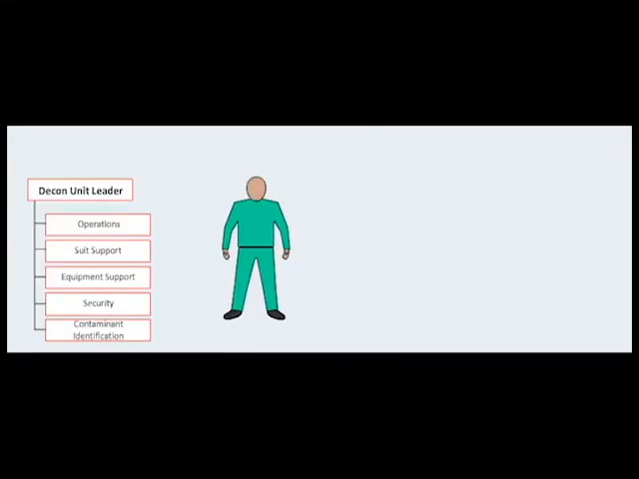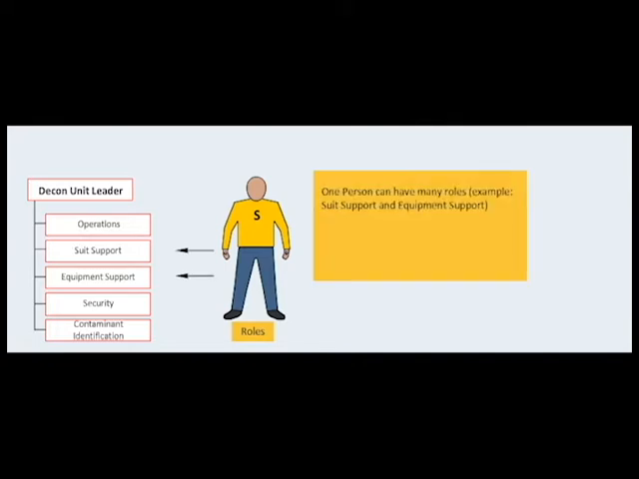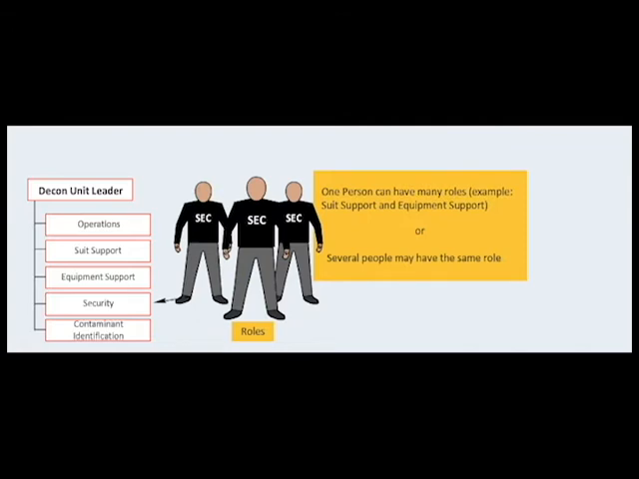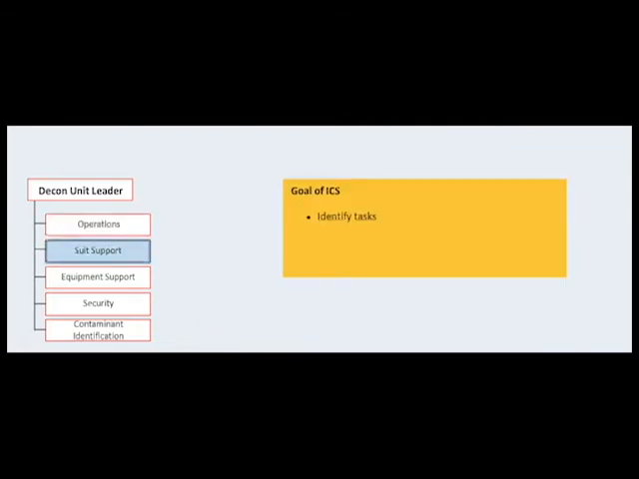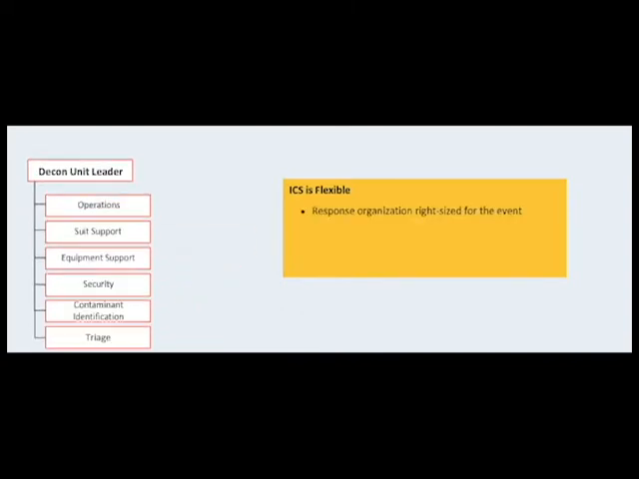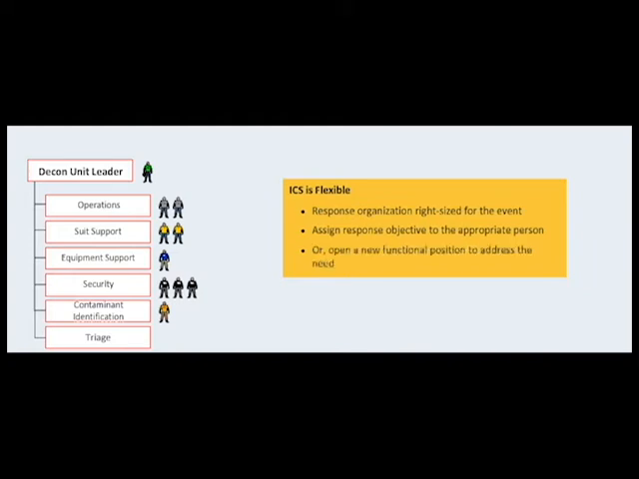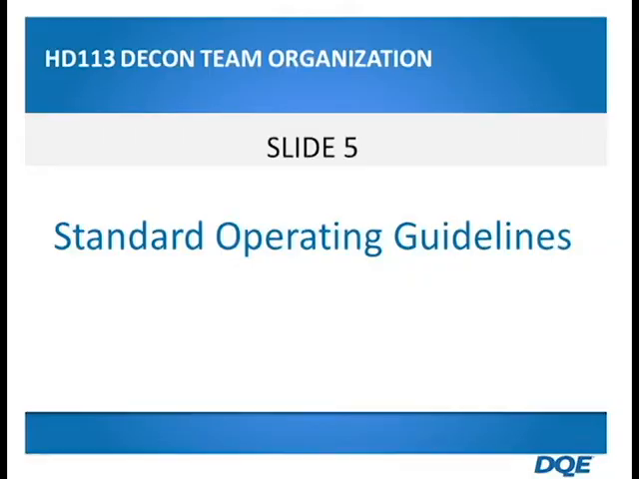Accomplishing tasks in the incident command system shifts from individuals to roles. Depending upon the situation, one person may fill many roles or several people may fill one role. The goal is to identify tasks or objectives that need to be accomplished and assign personnel to accomplish them. The system is designed to be flexible and build a response organization right-sized for the event. As a response objective is identified, it is assigned to the appropriate position, or a new functional position is opened to address the need.